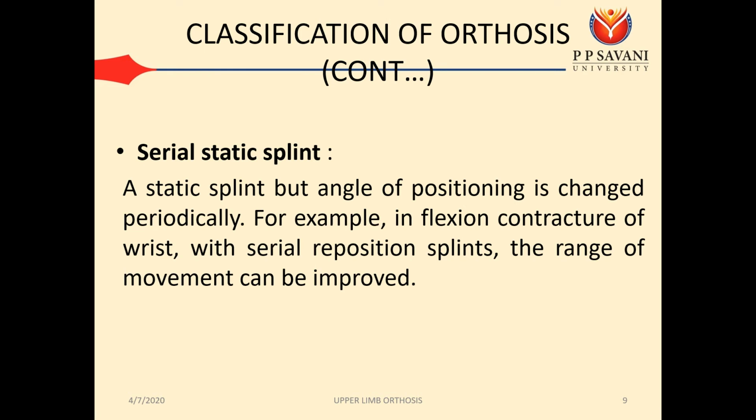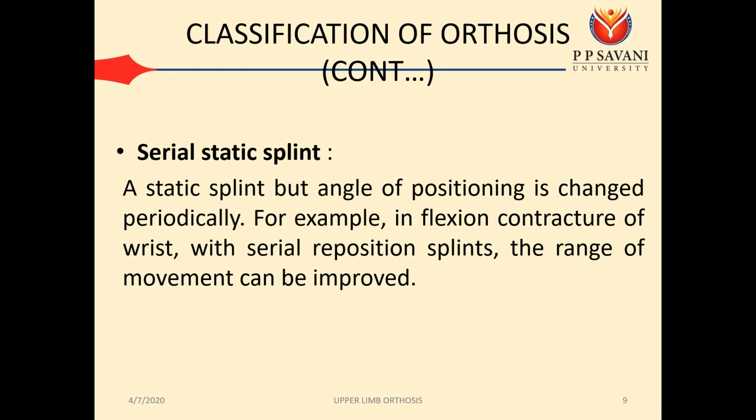So first, serial static splint. That is a static splint, but the angle of position is changed periodically. For example, in flexion contracture of the wrist with a serial repositioning splint, the range of movement can be improved. So these splints are to be given for a specific position. Once they are maintained, a new range is gained. Again, increase the range, give a fixed cast, and then it will again improve the range.